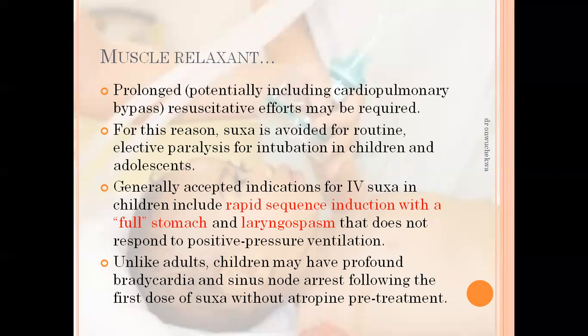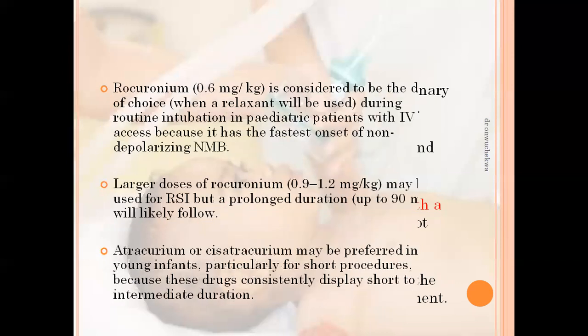So generally accepted indications for IV suxamethonium in children include a rapid sequence induction with a full stomach, and laryngospasm that has refused to respond to positive pressure ventilation. Unlike adults, children may have profound bradycardia and sinus node arrest following the first dose of suxamethonium without atropine pretreatment.